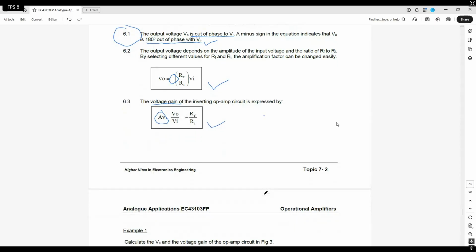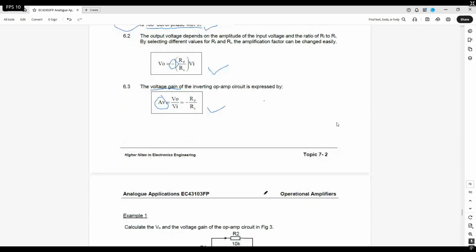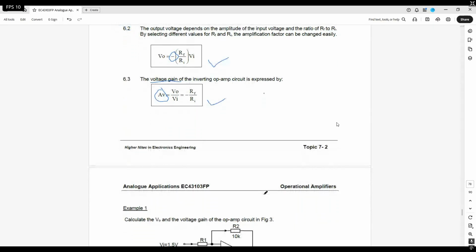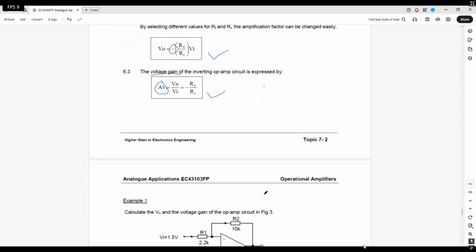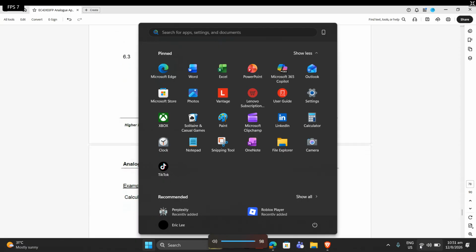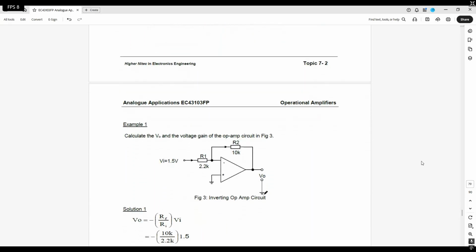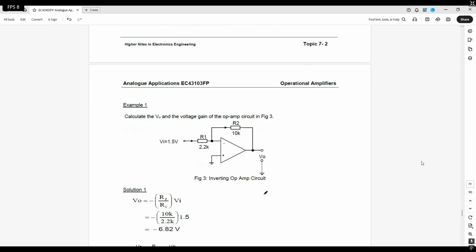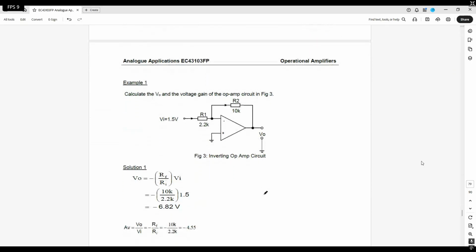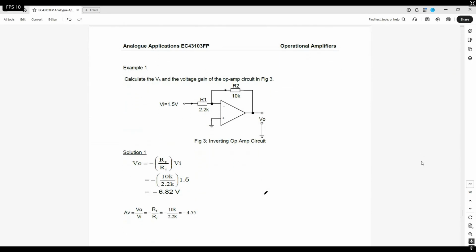Any questions up to now? Any question? No? Okay, no question. I move on to look at an example of how to do some simple calculation for the inverting op-amp.